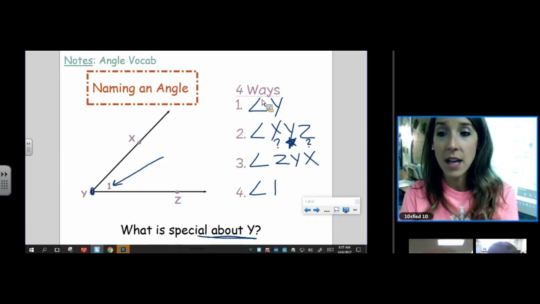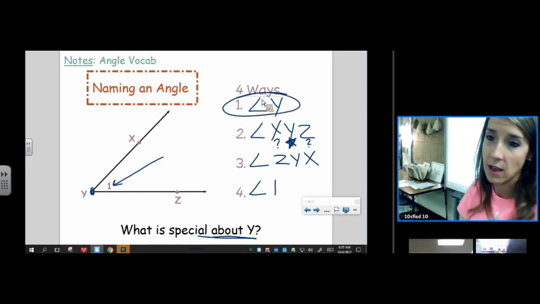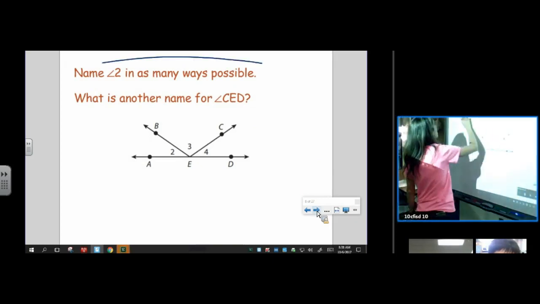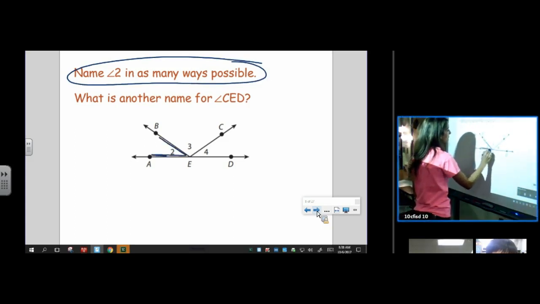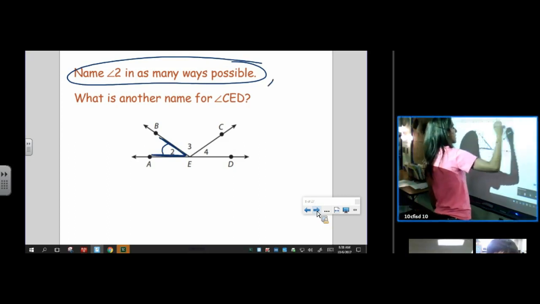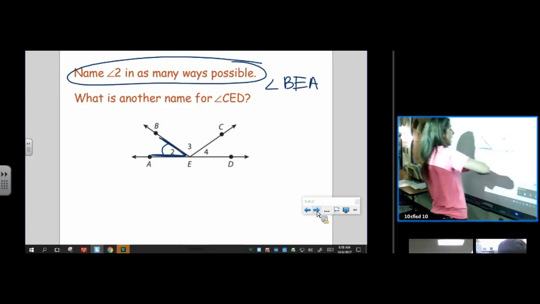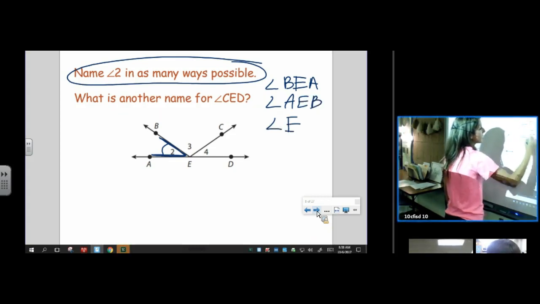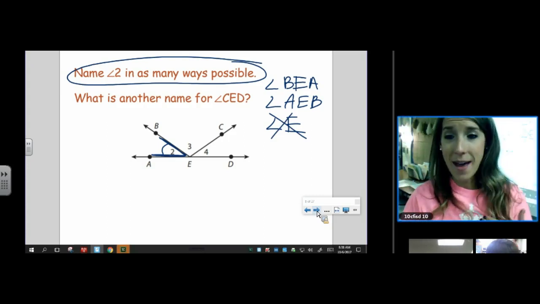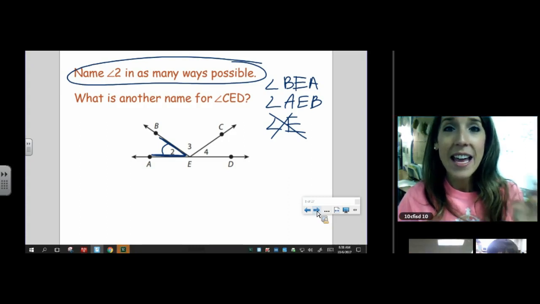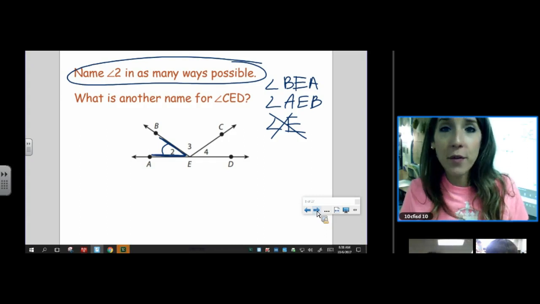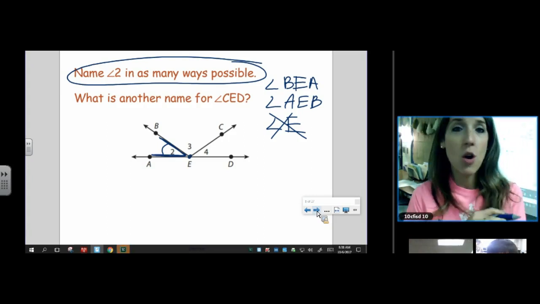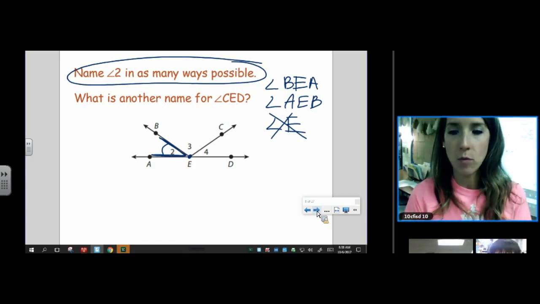Okay. Now, sometimes you don't have the choice to name it angle Y. Let me tell you when you would not have the choice. Look at this picture. Name angle 2 in as many ways as possible. So I go and I find angle 2. It's this angle right here. So I could name it angle BEA, angle AEB, but I actually could not name it angle E. The reason I can't name it angle E this time is that it's too vague. It's not specific enough. How do I know whether you're talking about angle 2, 3, or 4? You don't know. So when there's more than one angle sharing the same vertex, you can no longer name it with 1 letter. You must use 3 letters. You must be more specific.